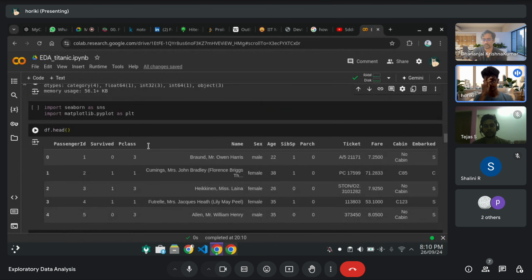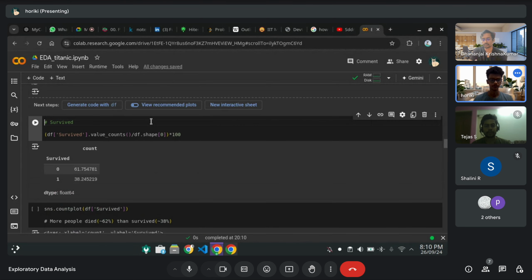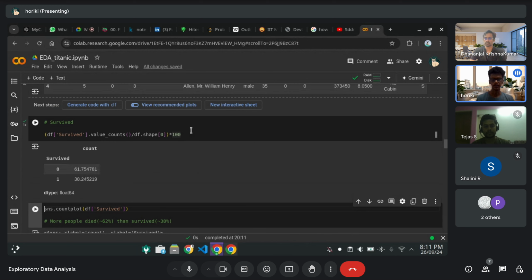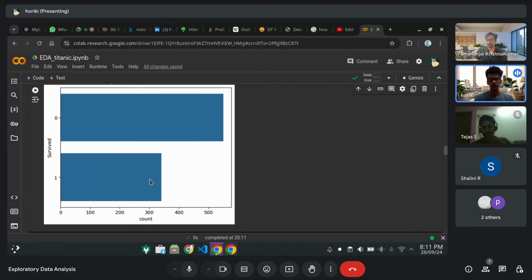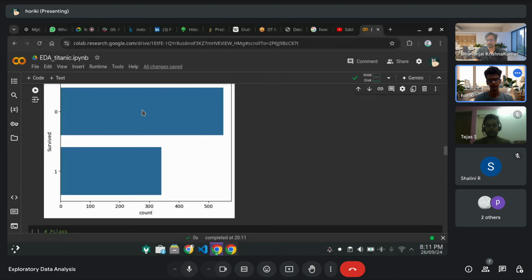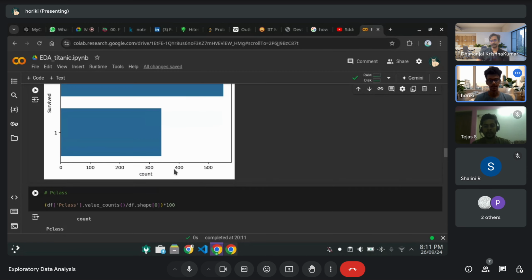Then we make some simple plots. Before plotting, we will just see basic information about each column. So we'll see how many people survived and how many didn't. Almost 61% of people actually didn't survive, and only 38% did. As you can see, only 300 and something people survived, and more than 500 people actually died.